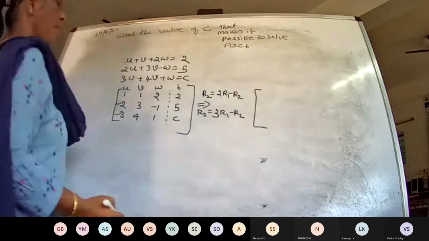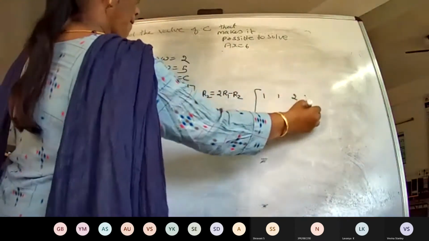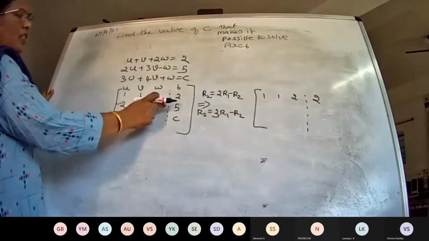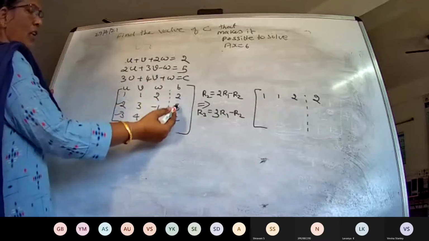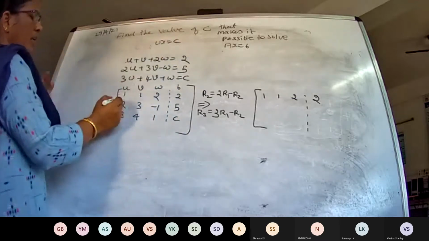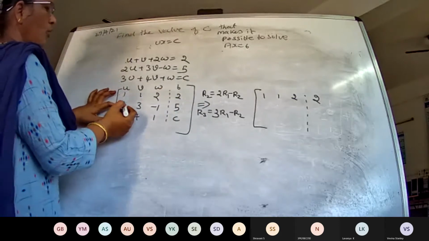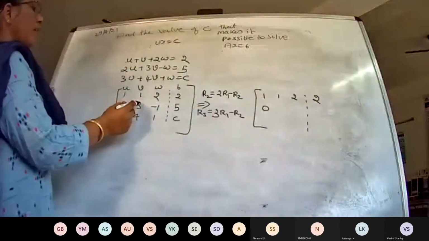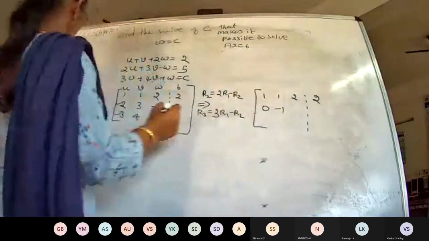So what will I be getting? We will be writing B here itself, because when you are changing the rows, the values of B also change. So only we call it Ux equals C. 2 R1, that is 2, minus R2, that becomes your 0. And here 2 minus 3, that is minus 1.